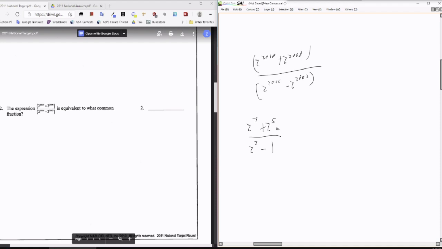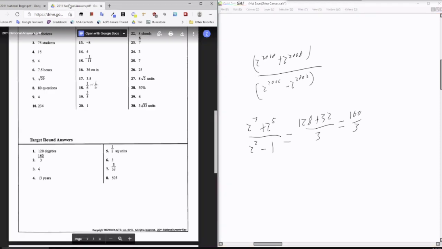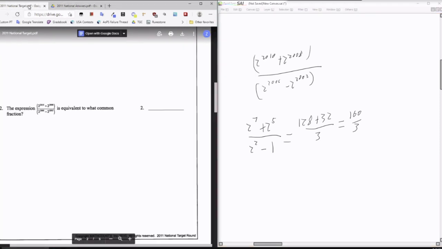So at this point, these are solvable, I guess. There's nothing else to really do. 32 over 3. You get 160 over 3. And yep, that's your answer. 160 over 3.